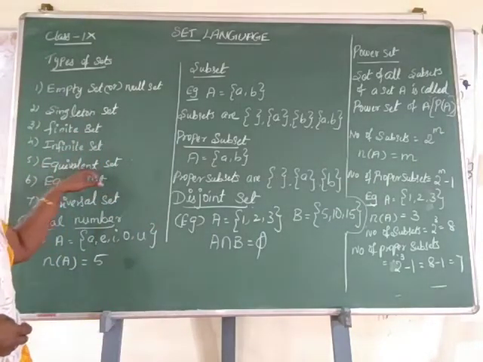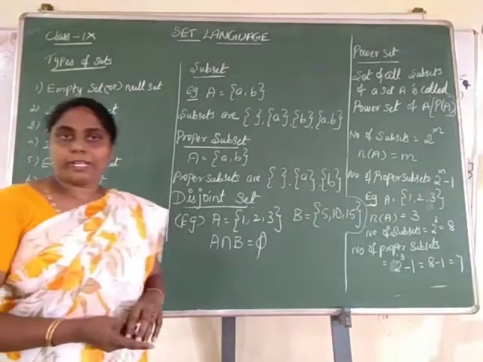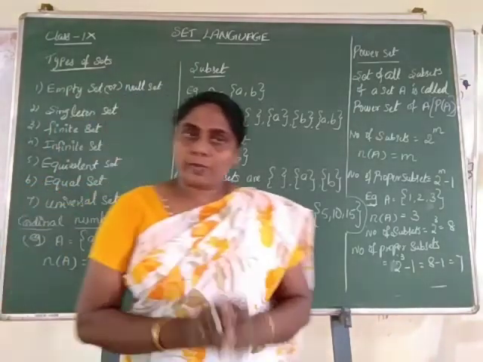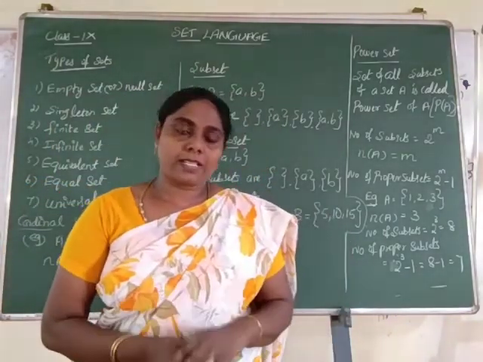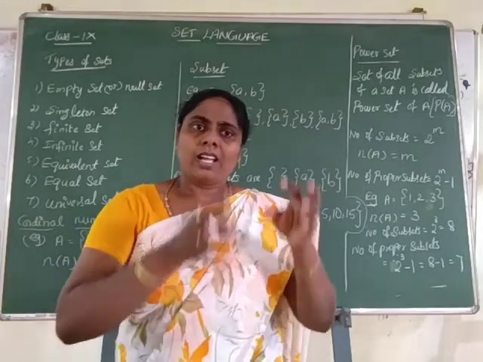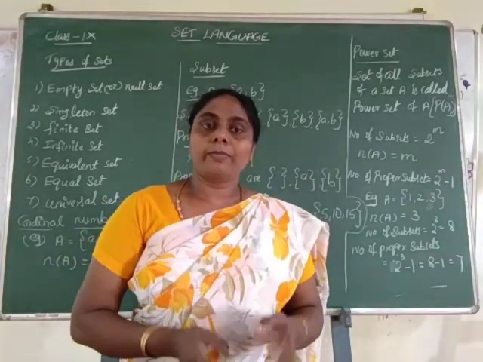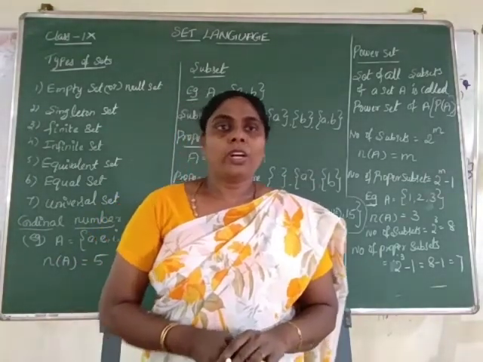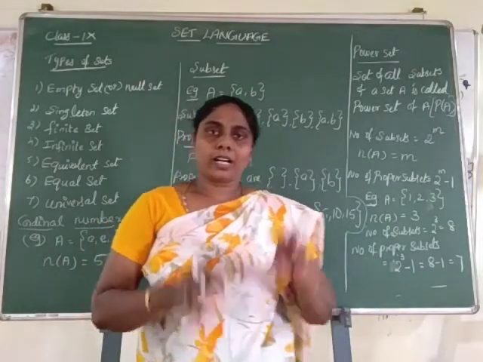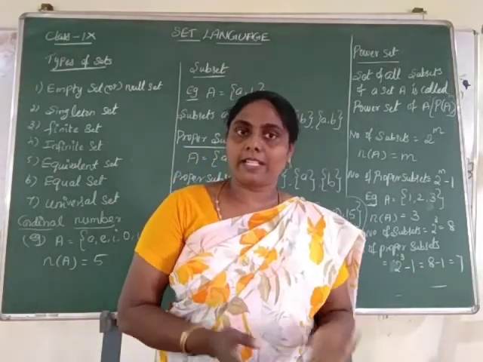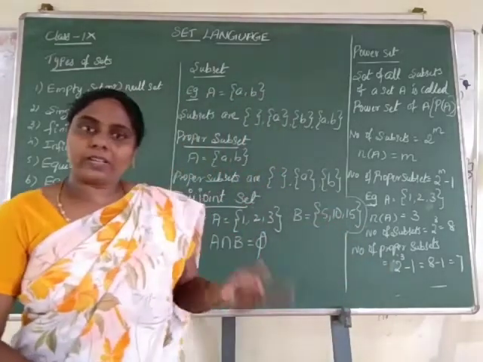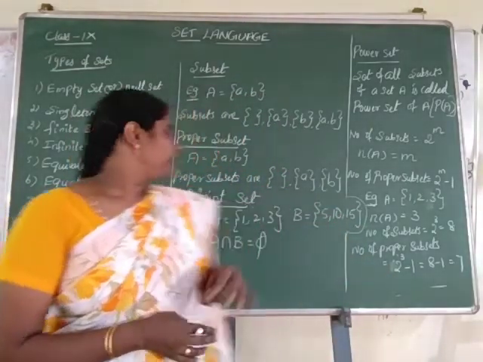And the fifth one, equivalent set. Equivalent set means the cardinal number of the sets must be equal, but the elements present in the sets need not be equal. It is not necessary that the elements be equal, but the cardinal number must be equal. What is cardinal number? Cardinal number means the number of elements present inside the set. So if the counting is equal, that is equivalent.